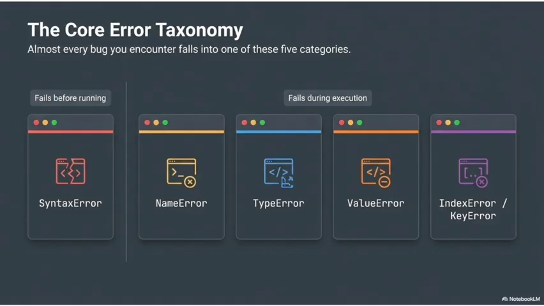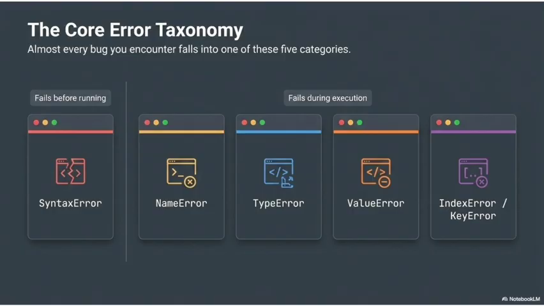Nearly every bug you encounter as a Python developer falls into one of 5 error categories, and each category has a distinct signature. Syntax error and indentation error happen before the script even runs. Python can't parse the code. Name error, type error, value error, and index error, key error happen during execution. The script starts but breaks at a specific line. Knowing which category you're in tells you immediately where to look.